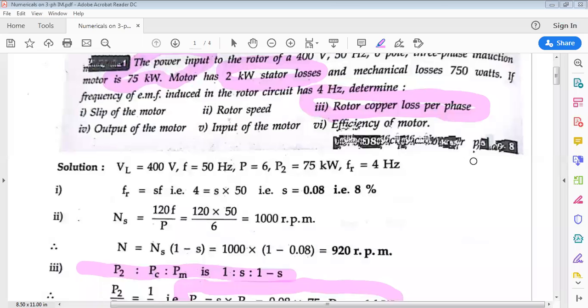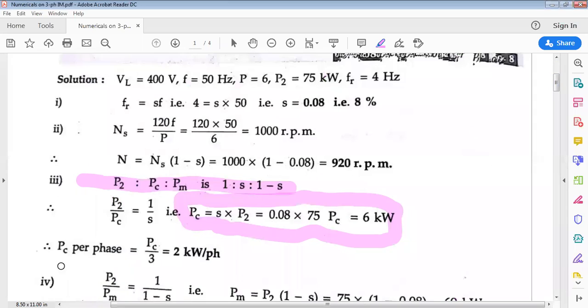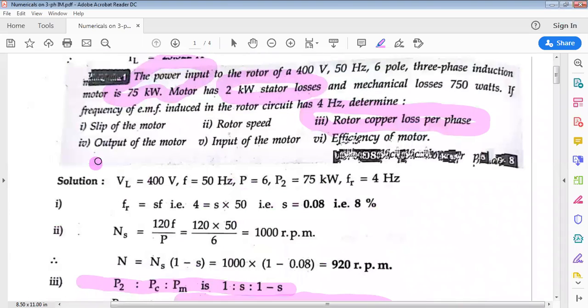Got it? So whatever the total copper loss you got, divide it by 3 because 3 windings are there. So rotor copper loss per phase is 6 kilowatt divided by 3. Okay, so 2 kilowatt per phase. Next is what? Output of motor, input of motor, and efficiency.